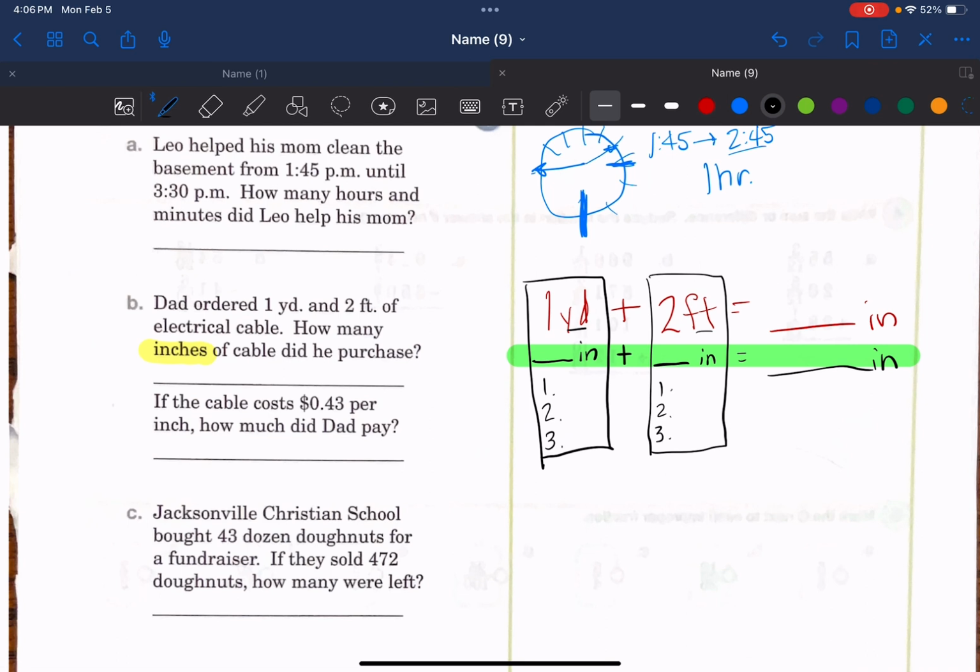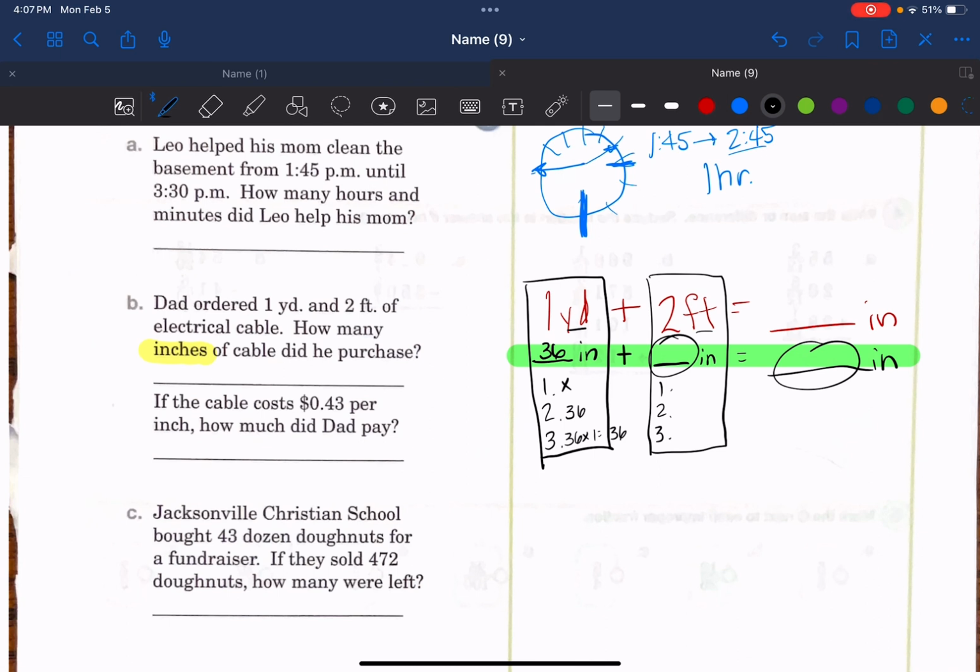Okay, so yards to inches. Yards is bigger, it's going bigger to smaller. There is 36 inches in a yard. So that means I'm going to do 36 times 1, which luckily for us is just 36 inches. Okay, so I already have a 36 plus, and then I just figure out how many inches 2 feet is. So maybe you already know that in your mind, but you'd fill that in right there, and then that would give you your total number.